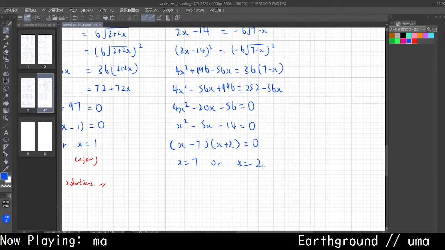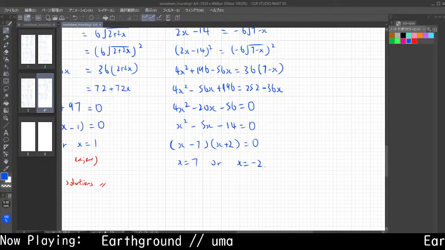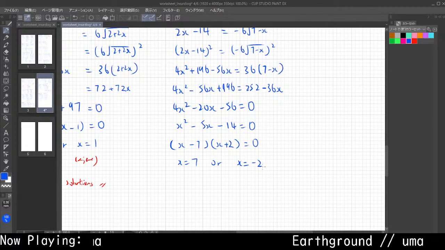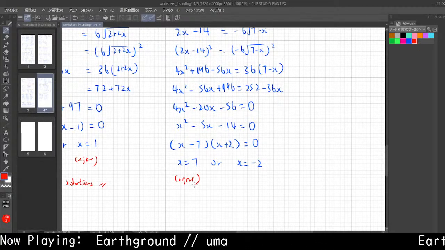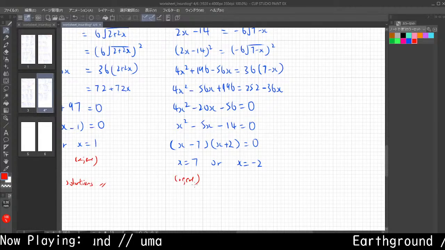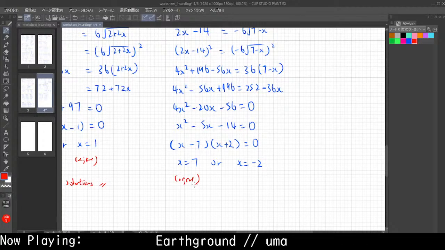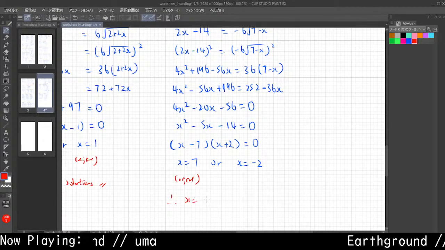Okay, for this one again, we can double check. x equals 7. 7 inside becomes 7 plus 2, which is 9. Right hand side, I get 7 minus 7, minus 3, I get minus 3. Okay, left side not equal to right side. This one reject. x equals minus 2. Left hand side minus 2 plus 2 is zero. Right hand side is 7 minus 7 plus 2, minus 3, zero. This one is the answer. Therefore x equals -2.